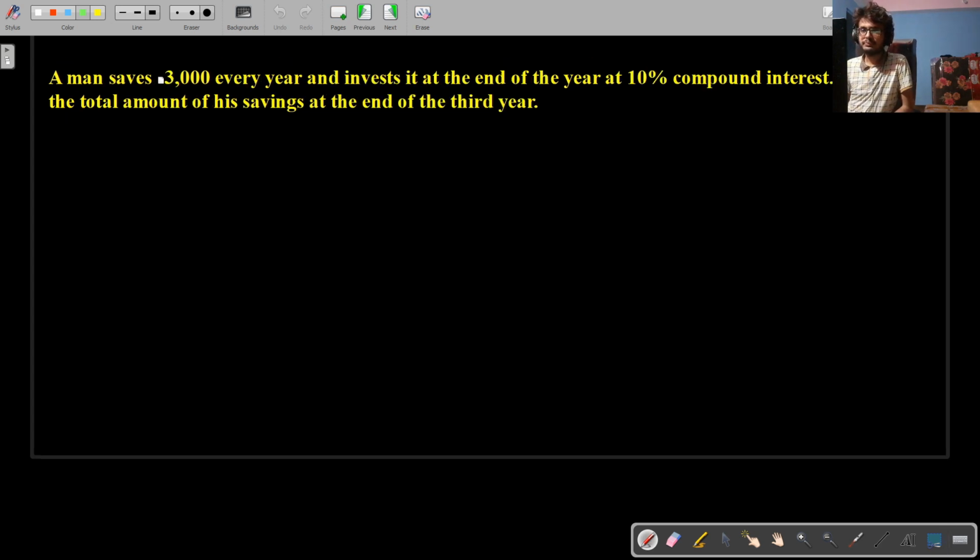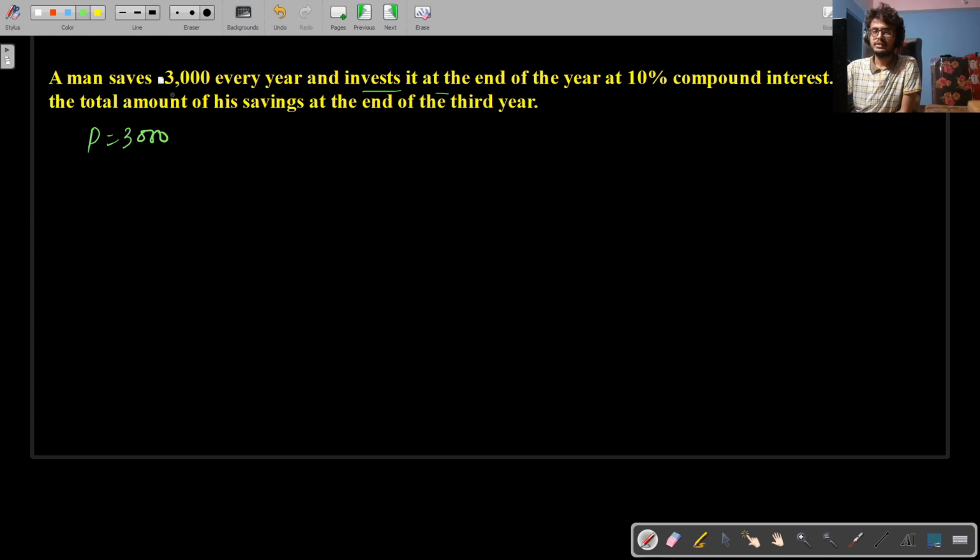We'll do one more. Let's do this one. Can you see the screen now? Okay, one second. Can you see now?